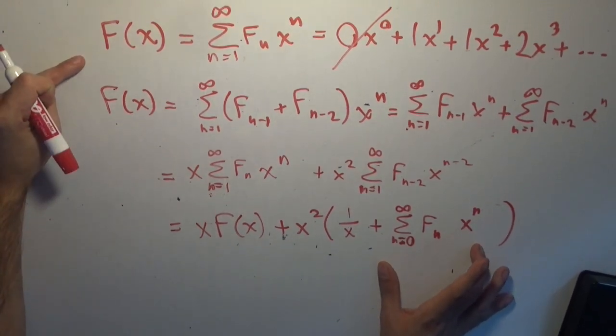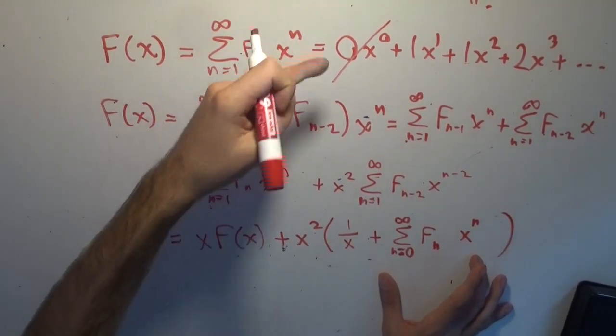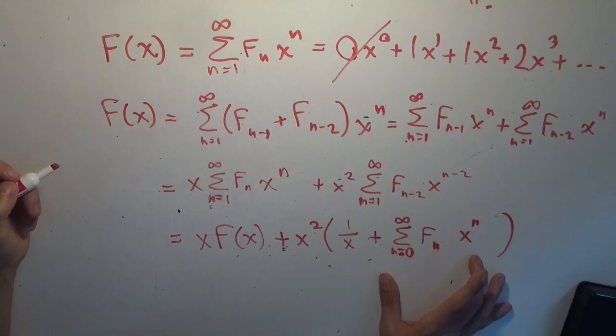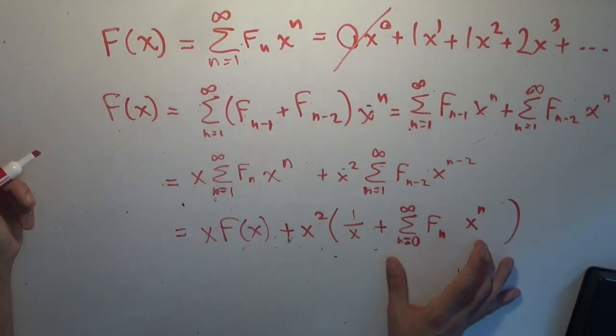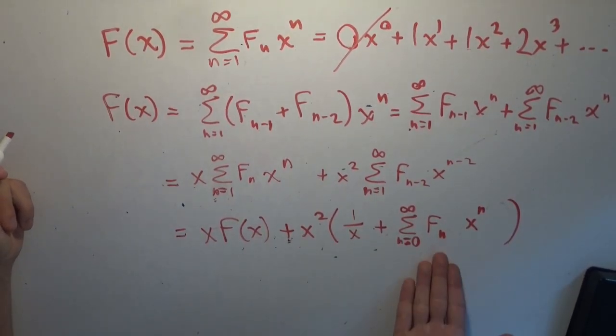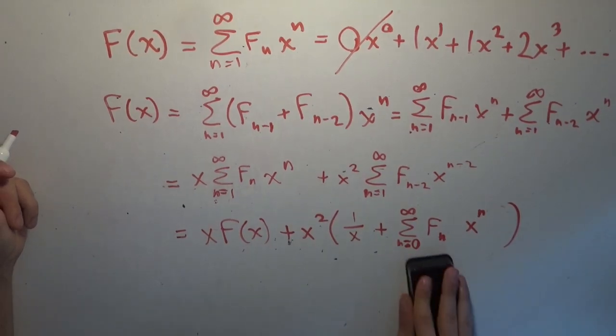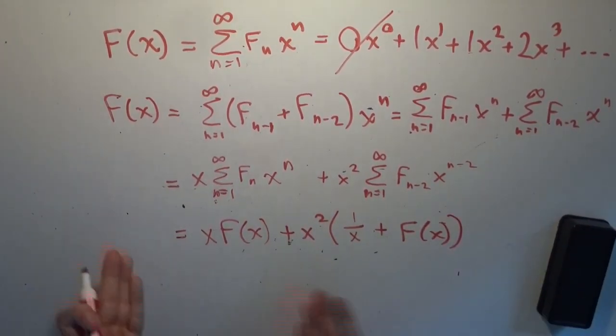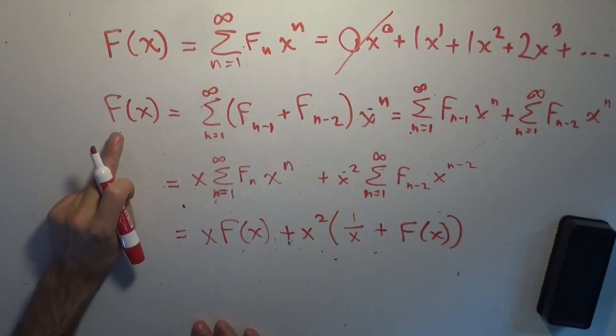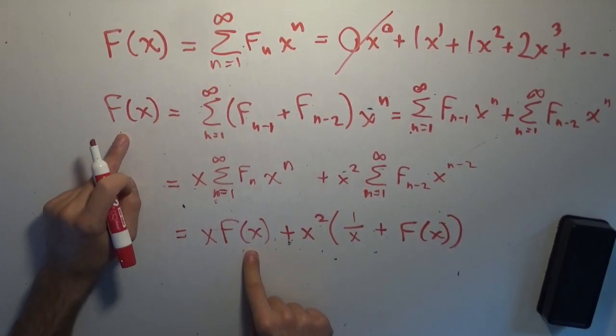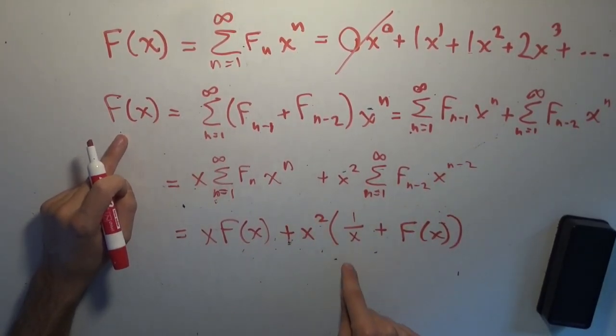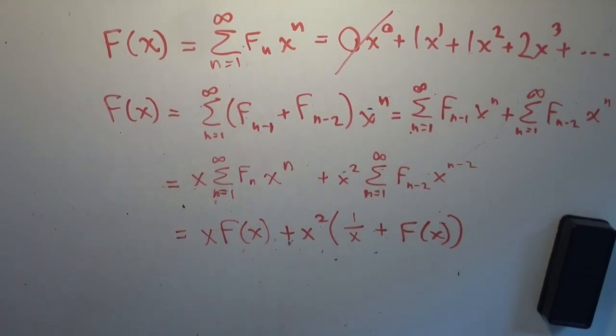Because F of x is defined to be the sum of all the powers of x with coefficients being Fibonacci numbers. So we can use that to our advantage, right? So now we can rewrite this as capital F of x. So we now have a closed form expression, right? We know that capital F of x is equal to x times F of x plus x squared times the quantity 1 over x plus F of x. And now we can just solve for F of x, right?